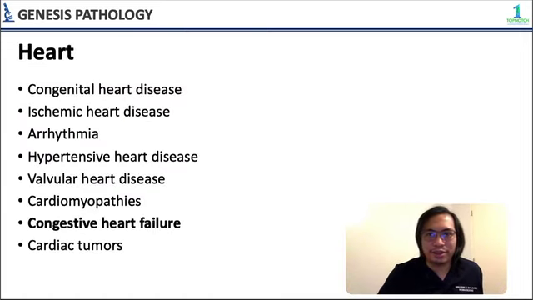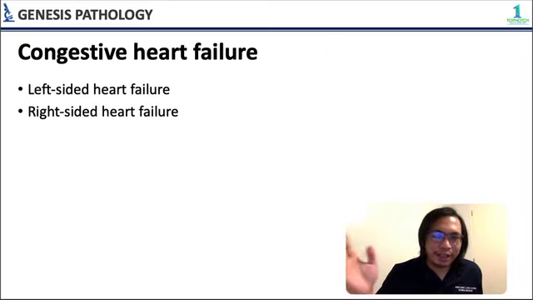Okay, congestive heart failure. Congestive heart failure can be left-sided heart failure, can be right-sided heart failure. What is the most common cause of right-sided heart failure? It's your left-sided heart failure. Congestive heart failure is more extensively discussed in your internal medicine rather than your pathology. Okay? So, yun na lang, no? Most common cause of your right-sided heart failure, left-sided heart failure.